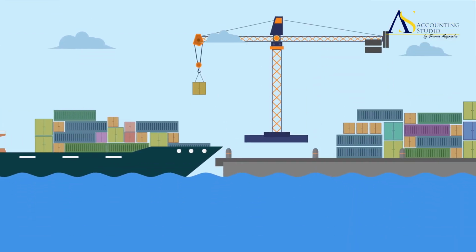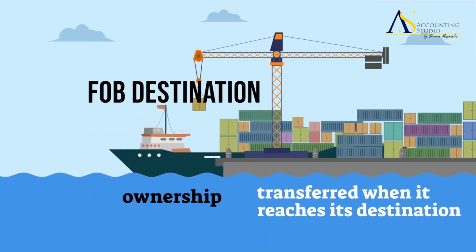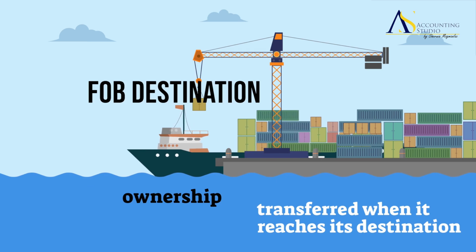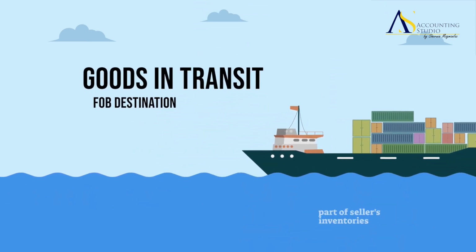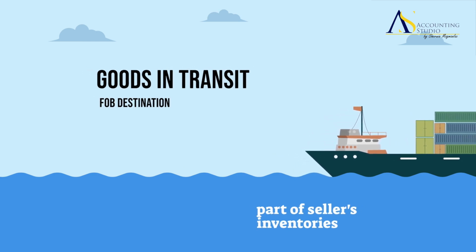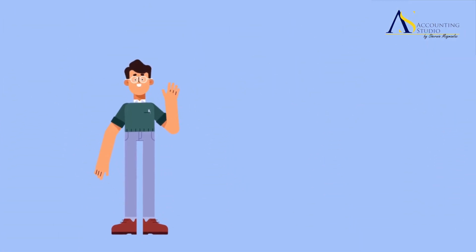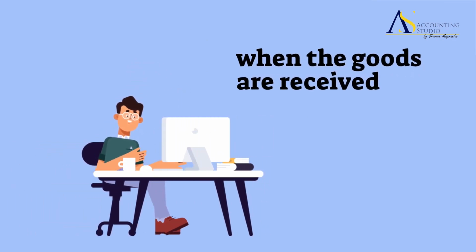However, if the sale term is FOB destination, ownership over the goods is transferred when it reaches its destination. In this case, the goods in transit still form part of Mike's inventories, since the goods are not yet received by Max, who is the buyer. So, Mike will only record the purchase and accounts payable when the goods are received.